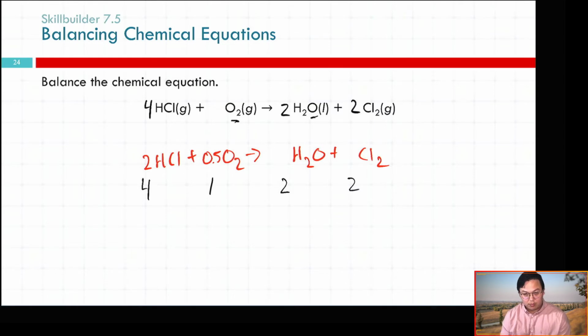Here's an example of how there are multiple ways to balance these chemical equations. I like that trick. It can make it a little more clear, especially when you've got things like Cl2 and O2 when it's by itself. All right.